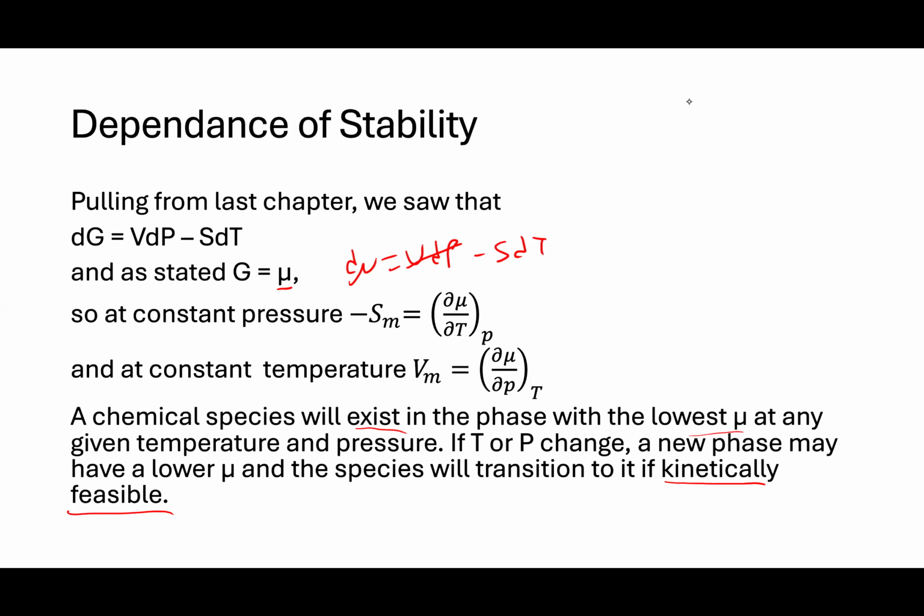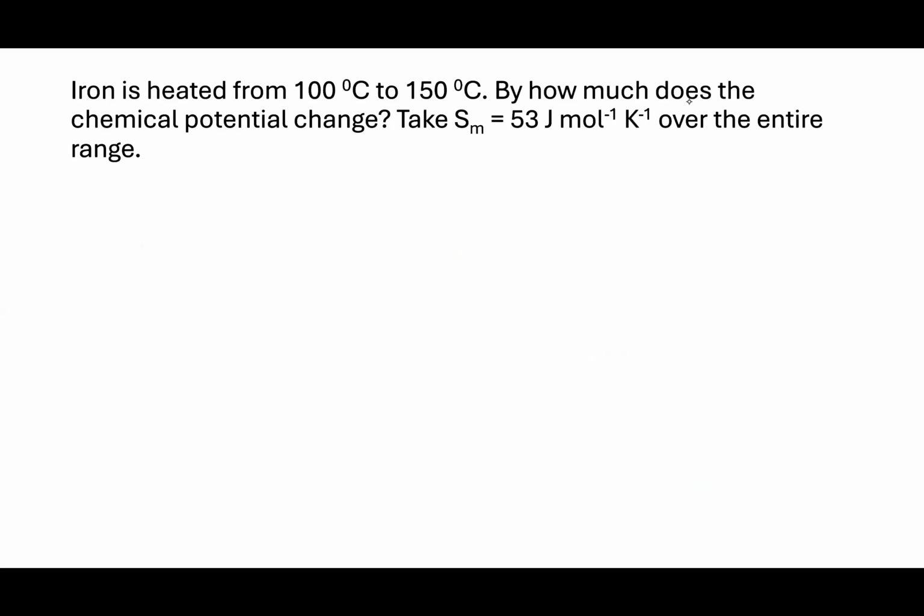Now we can use these two equations. An example here: this iron is heated from 100 degrees Celsius to 150 degrees Celsius. How much did the chemical potential change? If we take the molar entropy of iron to be 53 joules per mole Kelvin over the entire range, that's not necessarily going to be true, but it makes our math much simpler.